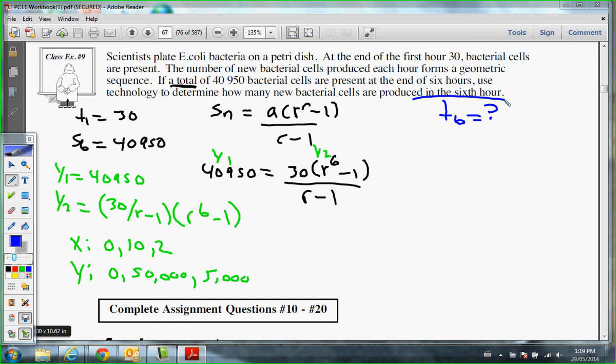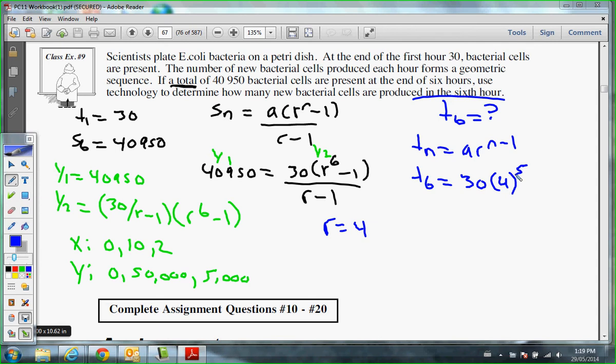It's close. The answer is 4. So we'll just run with 4. You should have got 4. Okay, so R is 4. Now that R is 4, just to find T6, we just go back to our general formula, A times R to the n minus 1. So we want T of 6. My A is 30. My R is 4, so it means it's quadrupling every hour. And then my n minus 1 is 5.